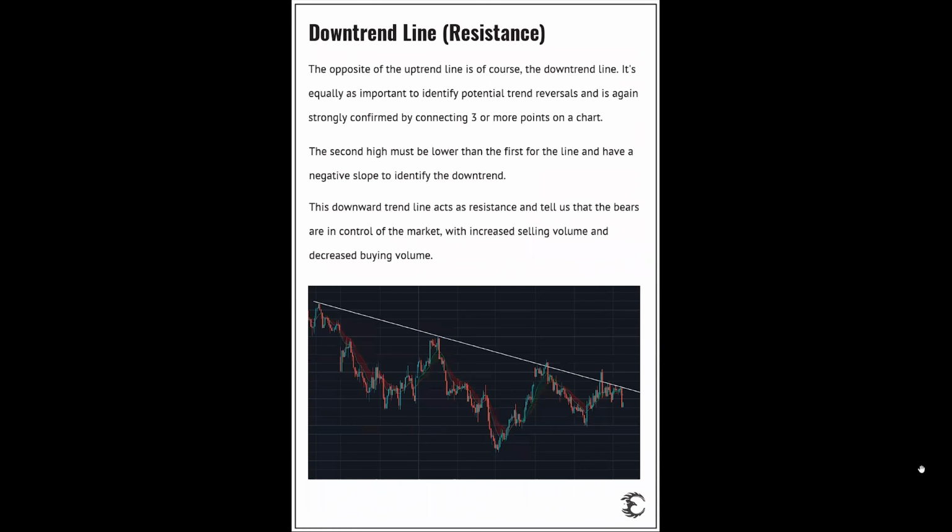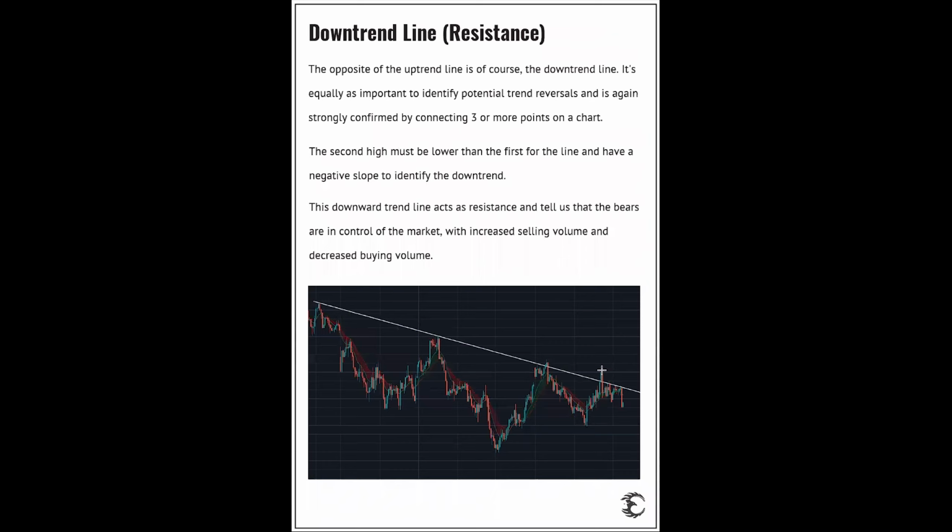So downward lines, or the downtrend line, which are your resistance lines, it is equally as important to identify potential trend reversals and is again strongly confirmed by connecting 3 or more points on a chart. So we've got 2 points there to say, all right, we're paying attention to this line, and then 3 points, 3 touches on the line, confirms that we have a verified trend line. And we can also see we've got a 4th touch here.